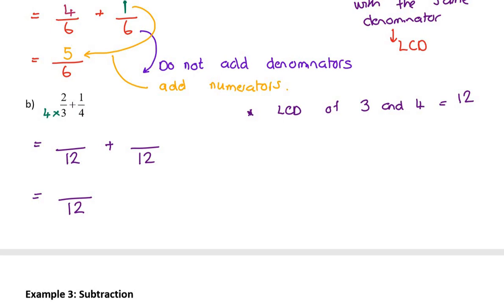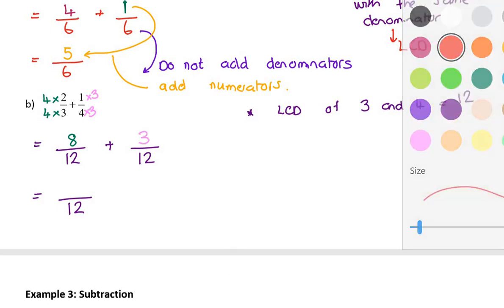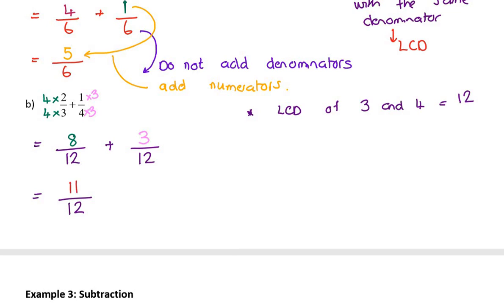I have to multiply by 4, so I must multiply the top by 4. So effectively I'm multiplying by 1. So 2 times 4 is 8, so 8 pieces out of 12 is the same as 2 pieces out of 3. I have to multiply 4 by 3, so I must multiply the top by 3, and I get 3. And finally I'm going to add my numerators, and 8 plus 3 is 11.